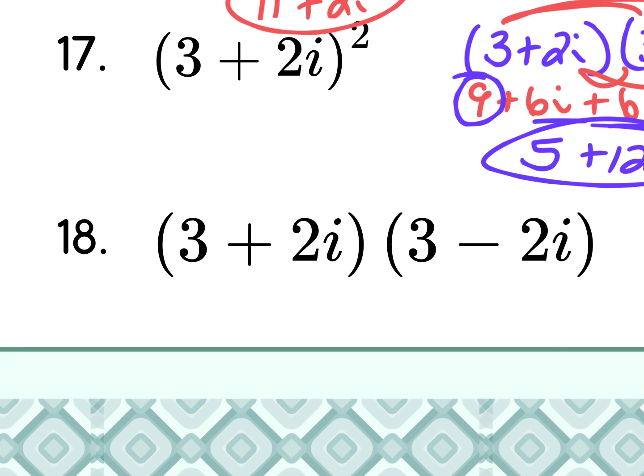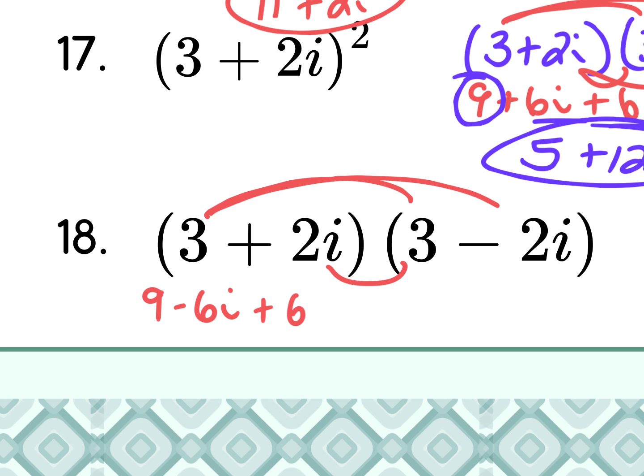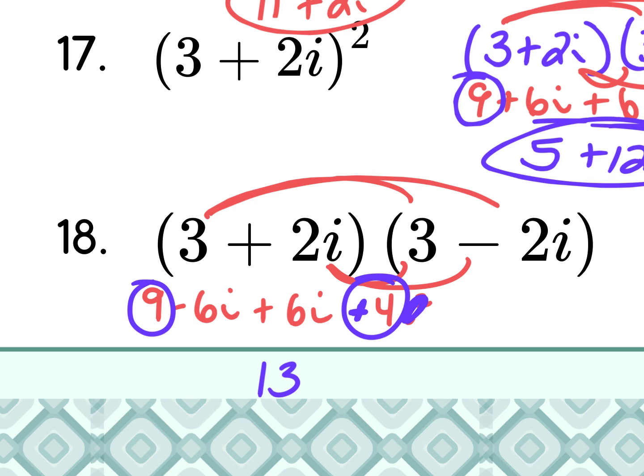Okay, so let's see what happens here. Multiply. 3 times 3 is 9. 3 times negative 2i. Negative 6i. Great. 2i times 3. Positive 6i. What's 2i times negative 2i? Minus 4i squared. As soon as we see that i squared, what do we do? We cross it off and make it positive. So now we combine real with real. 9 plus 4 is 13. And what happens here in the middle with a negative 6i and a positive 6i? They cross out. So what do you guys notice happened to our i's? Where'd they go? They canceled out.